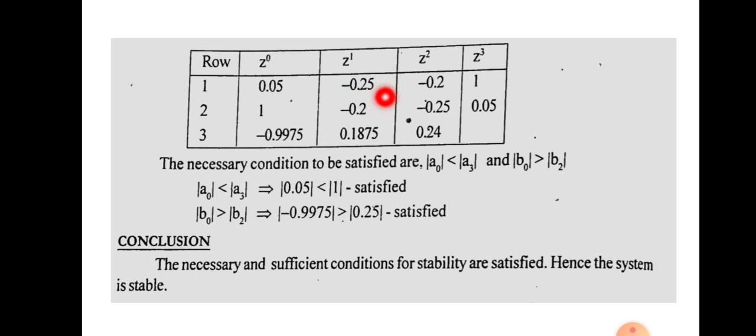That is, we have to check two conditions: modulus of a0 should be less than a3, and modulus of b0 should be greater than b2. b2 means this is the first element and this is the last element, so we have to compare the modulus values of these elements. Once you see that the first condition is satisfied and the second condition is also satisfied, the sufficient condition is satisfied. That means the necessary condition as well as the sufficient condition is satisfied. So we can say that the system is stable.